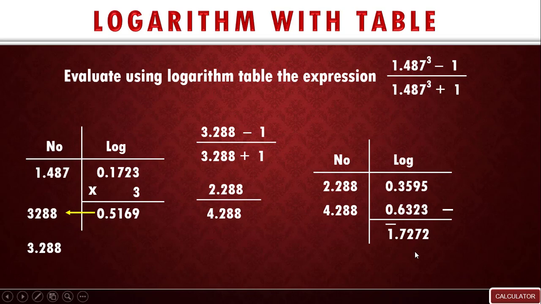Okay, having gotten that, the next thing to do now is to determine the antilog. To check the antilog, the first question you ask yourself is, the characteristic that we have here, is it positive or negative? If it is negative, you cannot determine your antilog directly using your calculator. But if it is positive, you can do that. So since it is negative, the first thing we're going to do is to look for a workaround. So let's use our calculator to do the workaround.